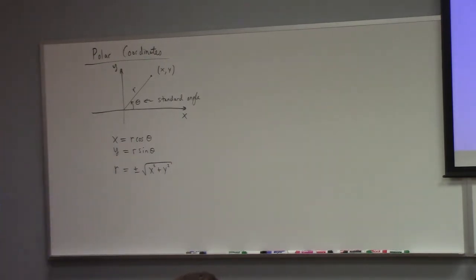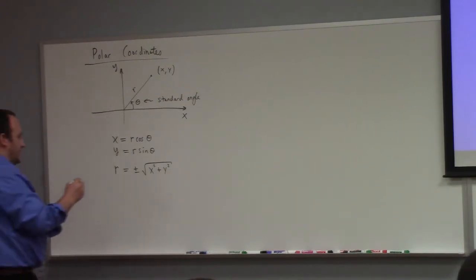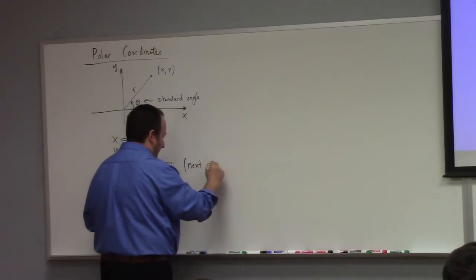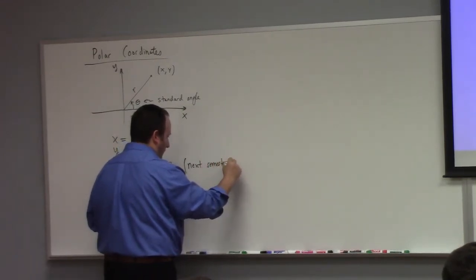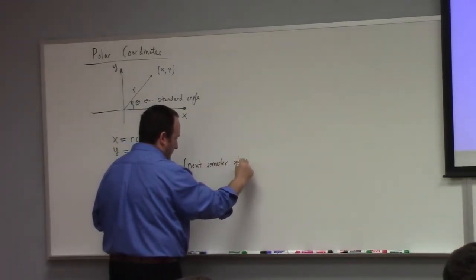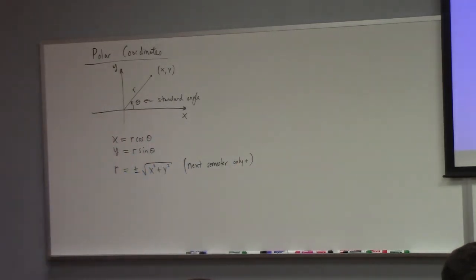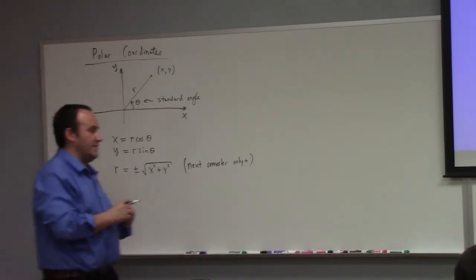Now, I really prefer to just say r is the positive square root, but I have to admit, for the purposes of polar graphing, often we allow r to be negative. So let me just say that. Next semester, if you have me, only plus. So let me just show you what I'm talking about for a second here.